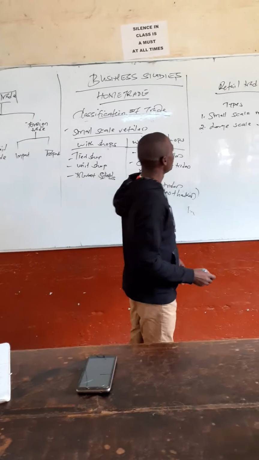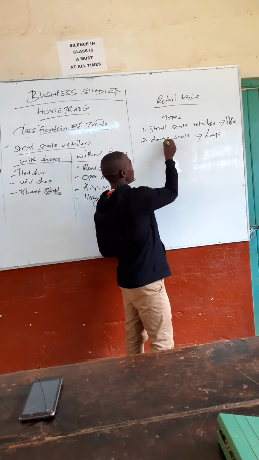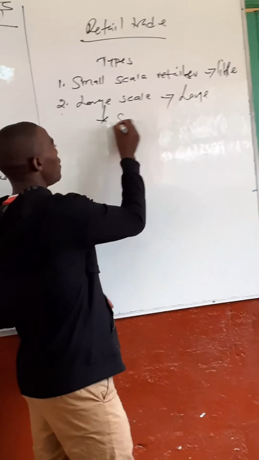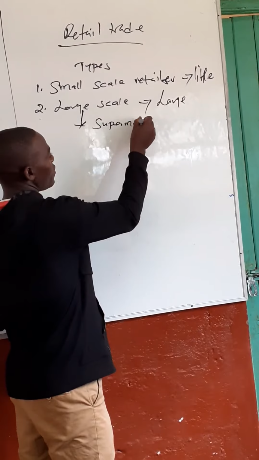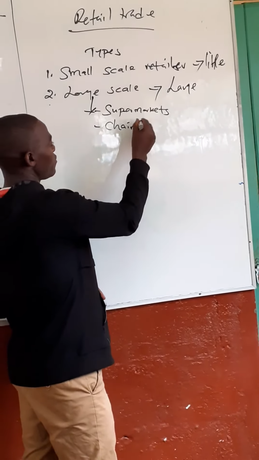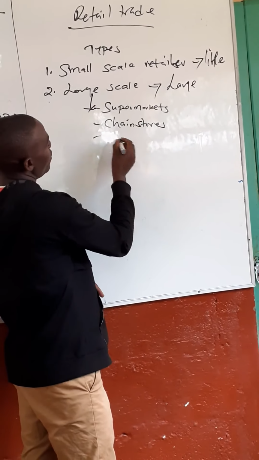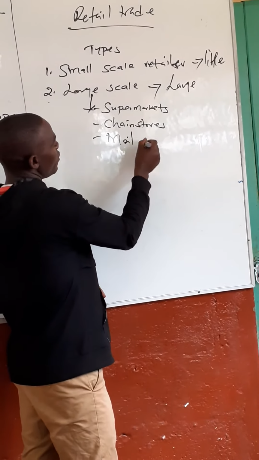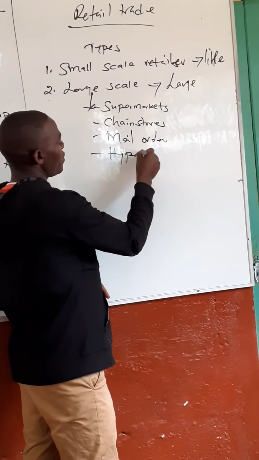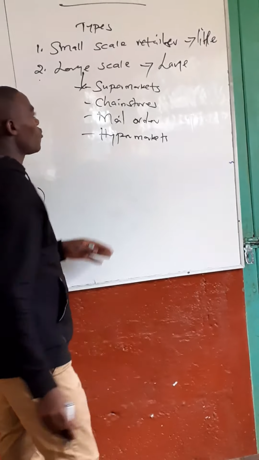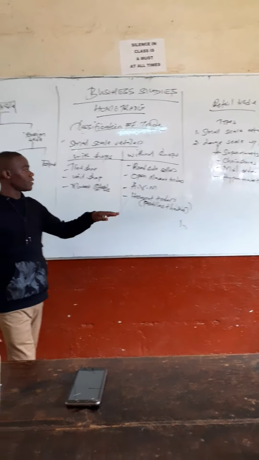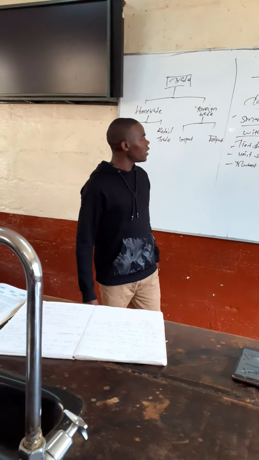Large scale retailers, we have types, and these types include supermarkets. We also have the chain store. We also have the mail order. We also have the hyper markets. So those are examples or types of large scale retailers. That is the classification of trade.